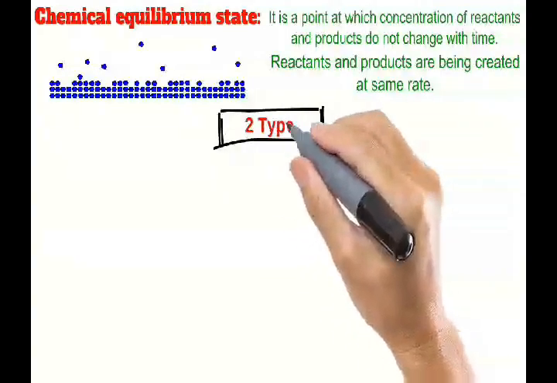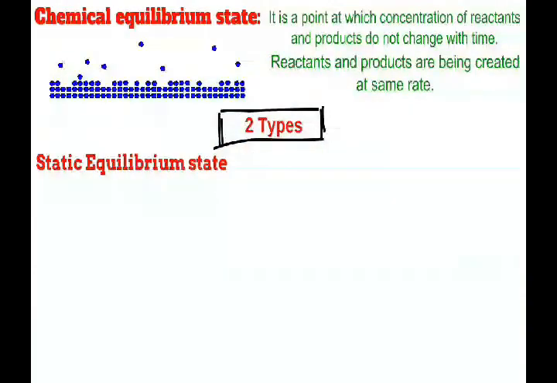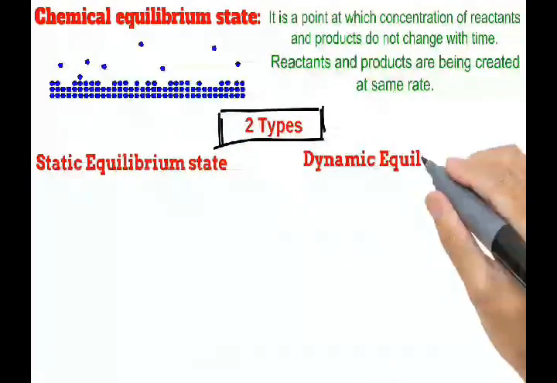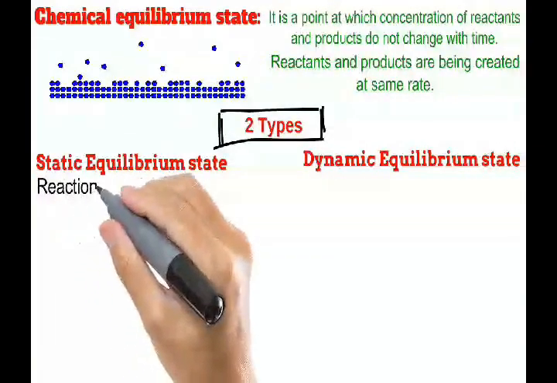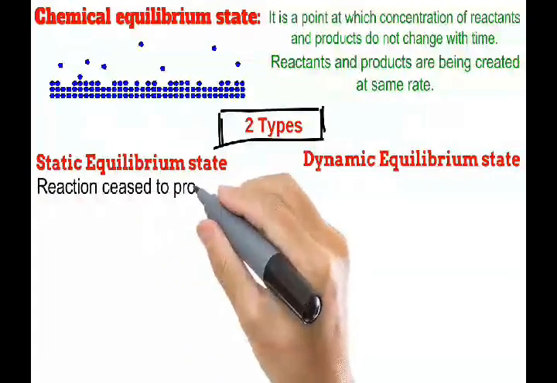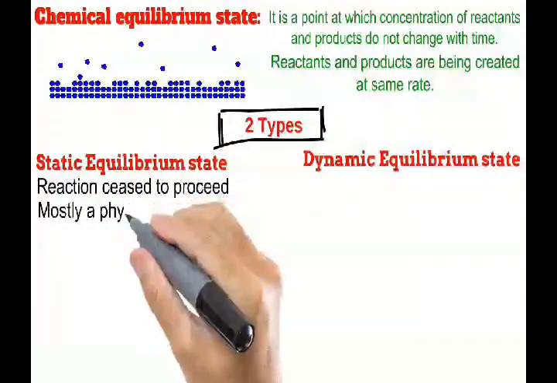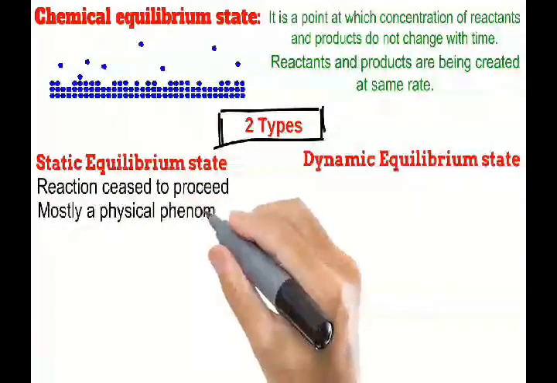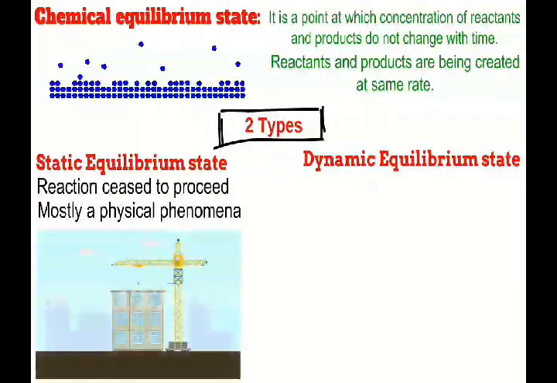There are two types of chemical equilibrium state. The first one is static equilibrium state and the other one is dynamic equilibrium state. During static equilibrium, the reaction ceases to proceed. This happens mostly in physical phenomena. For example, a building remains standing rather than falling down because all the forces acting on it are balanced. This is an example of static equilibrium.